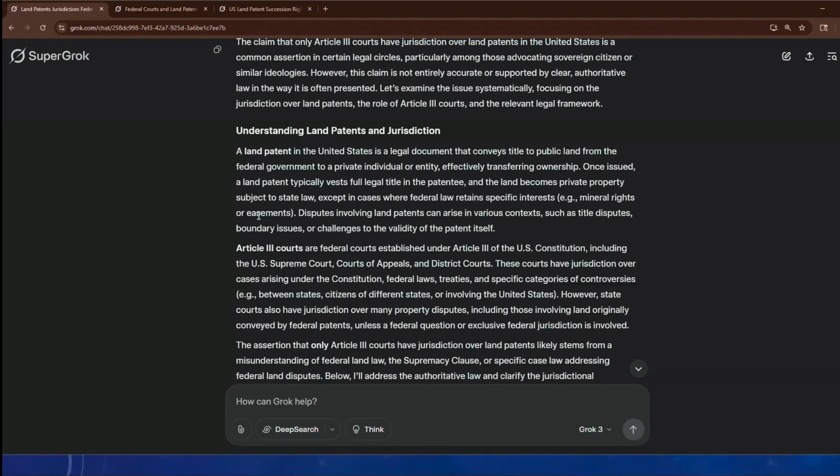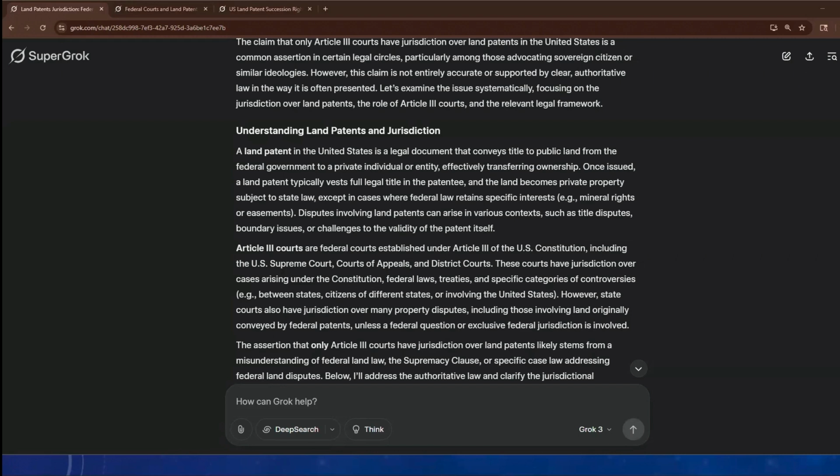Article 3 courts are federal courts established under Article 3 of the U.S. Constitution, including the U.S. Supreme Court, Court of Appeals, and district courts. These courts have jurisdiction over cases arising under the Constitution, federal laws, treaties, and specific, there's that word, treaties, and specific categories of controversies. However, state courts also have jurisdiction over many property disputes, including those involving land originally conveyed by federal patents, unless a federal question or exclusive federal jurisdiction is involved. The federal question in our case is the validity of the land patent itself. That a state can't answer.